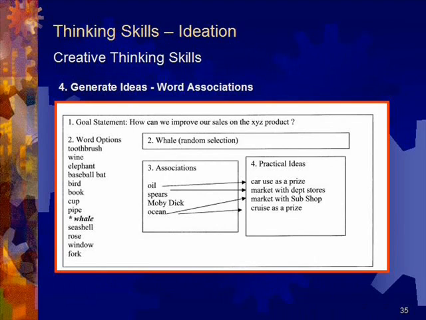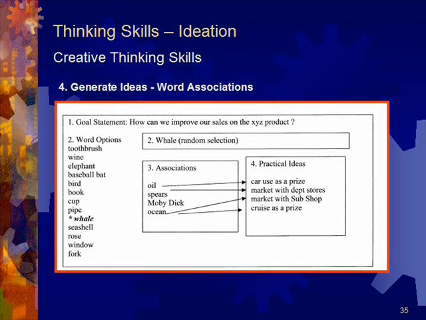In word associations, you start off with an opportunity statement as before. In this case, how can we improve our sales with the XYZ product? In the second step, we randomly choose words. Randomly selecting a word, in this case, whale. For a period of time, we don't think about trying to improve sales, and all we do is list everything that comes to mind when we consider the word whale. So in this case, the team came up with oil, spears, Moby Dick, and ocean.